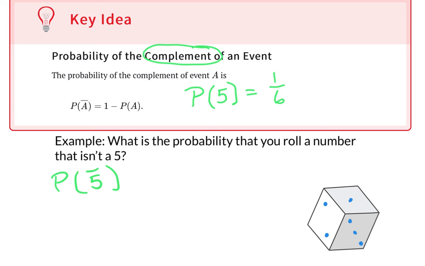Well, that's 1 minus the probability that I did roll that 5. It would be 1 minus 1/6. We said that was about 16.67%. It would be 5/6. There's a 5/6 probability that I roll a number that's not a 5. So again, that's called the complement of an event. The way we write that is the probability of A, the complement of A, because that line is on top, is equal to 1 minus the probability of A, where A is the event that's happening.